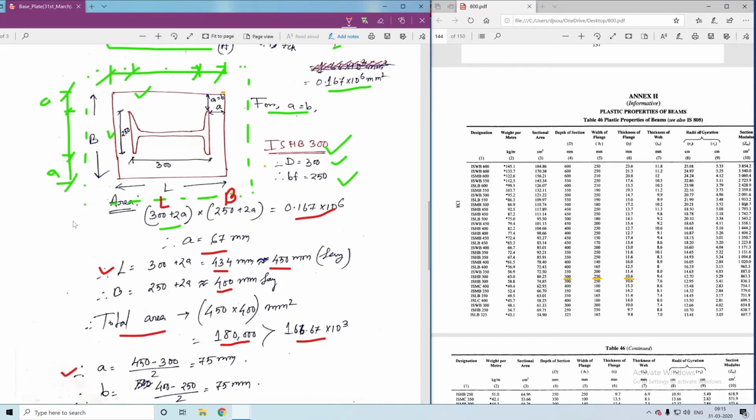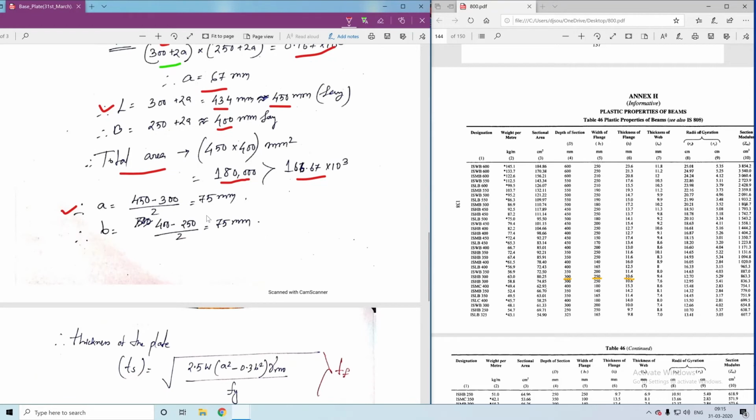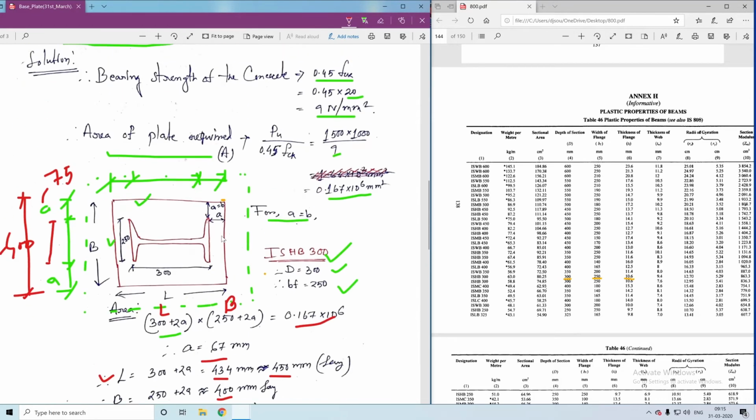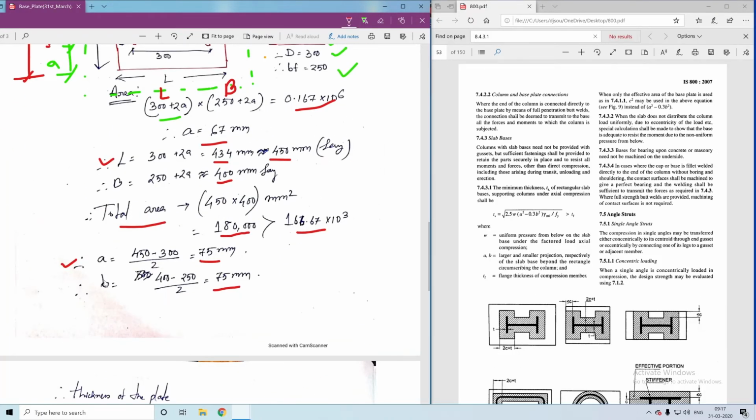Simply subtract the values. The total here is 400, and up to this portion it is 250. So the A value will be 150 by 2, that is 75, right? Similarly you can calculate the value of B over here also. This will also be 75. Actually A equals B, so both are 75. So the value of A will be 75 and B will also be 75.